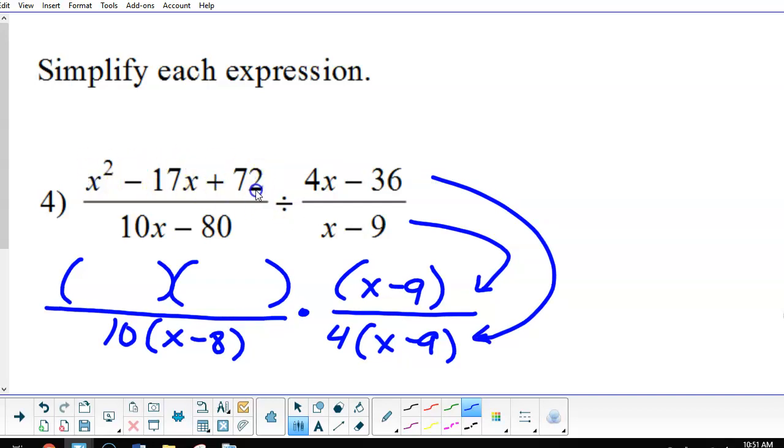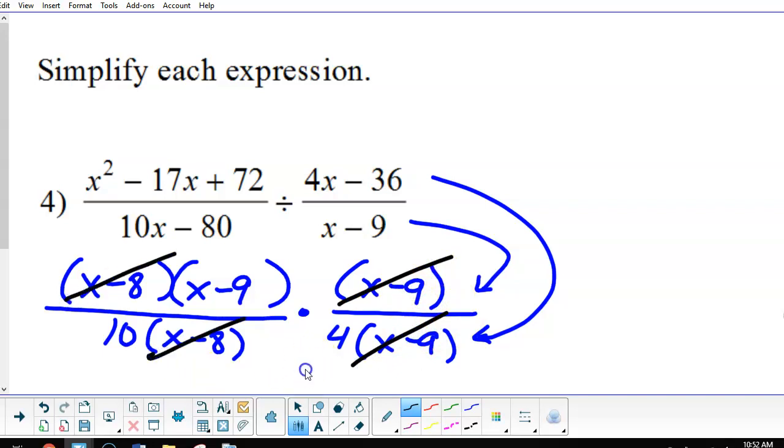Anybody figure out the top here? Okay. Oh, interesting. Anybody else wind up x minus 9 cancels, but there's still an x minus 9 left? Okay. Doesn't matter which one you divide out with that one on the bottom there, but x minus 8 also divides out. So we end up with what? Everybody okay?